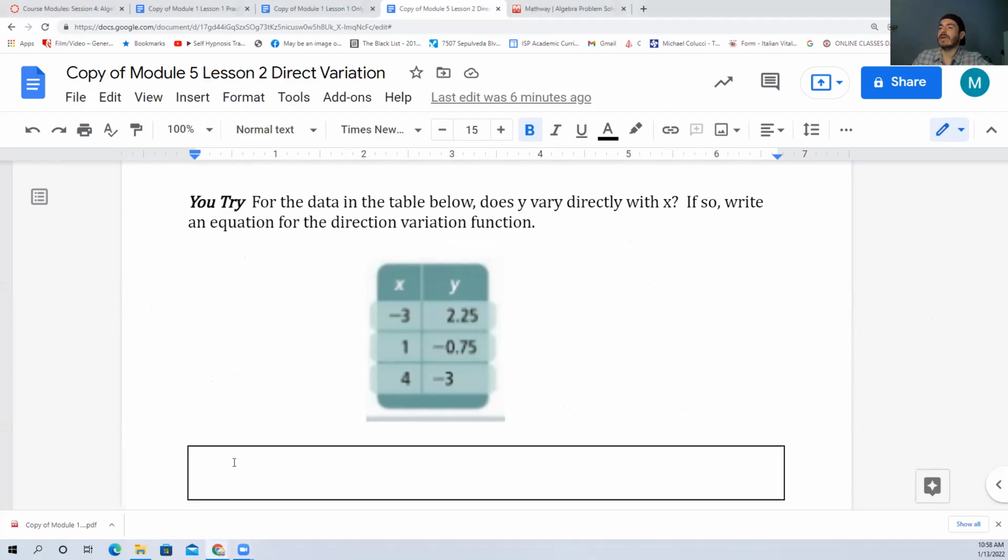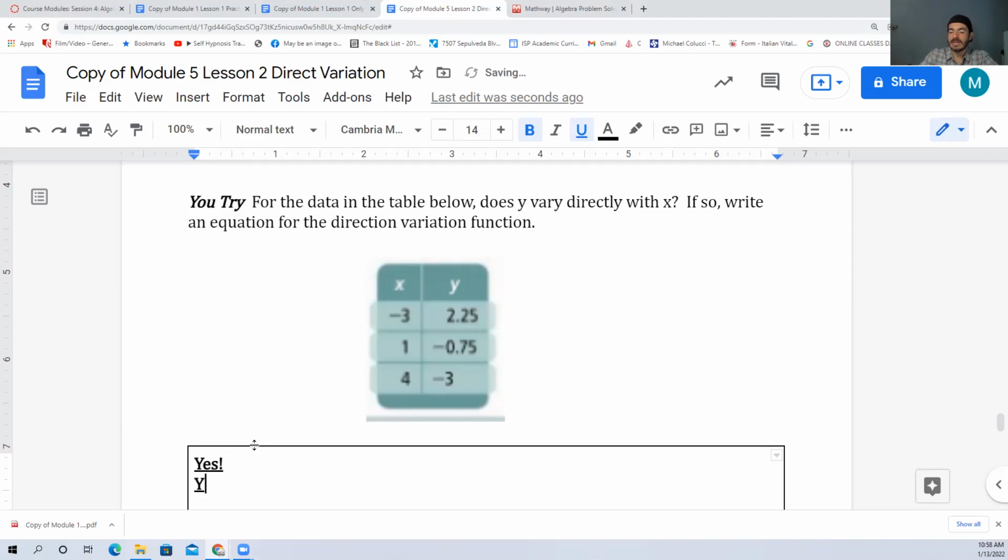So my answer here is yes. Write an equation. y is equal to -0.75x. Okay. Direct variation. y is equal to kx. FYI, k is the slope.